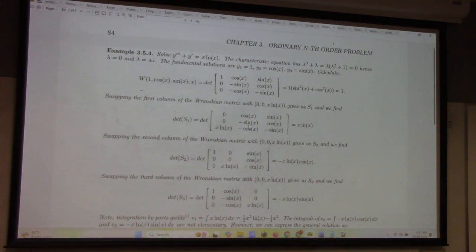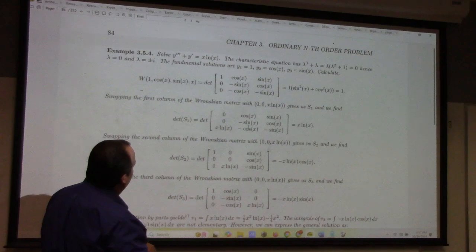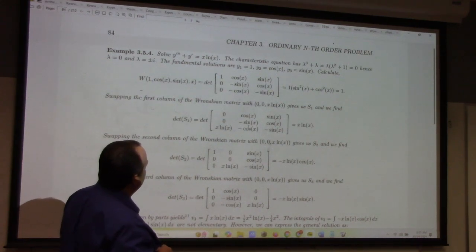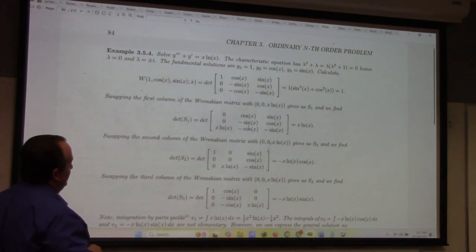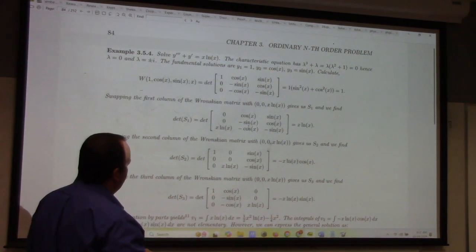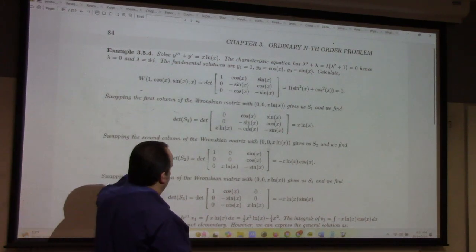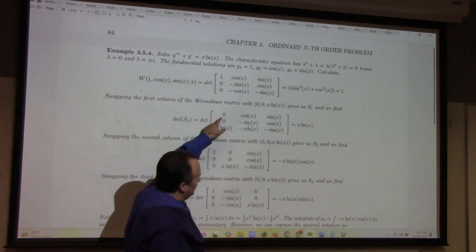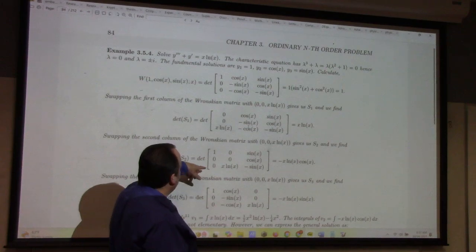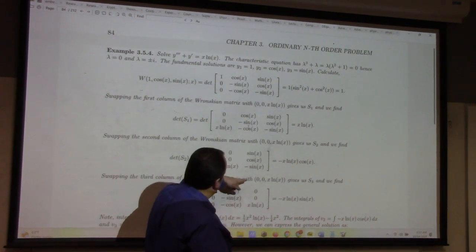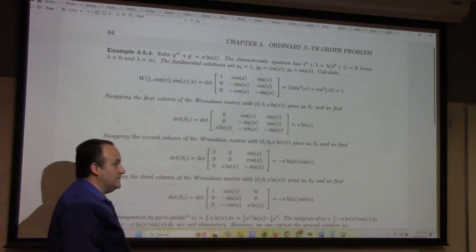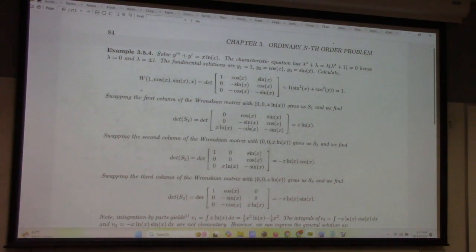Y triple prime plus y prime equals x log x. So you have f equal to x log x. You get fundamental solutions of 1, cosine, sine. Thankfully, the Wronskian is, I think, still 1. But I call these sub-Wronskians. The sub-Wronskians are not 1. They're this, this, and this. As you can see, I'm swapping out the first column or the second column or the third column for the inhomogeneous vector.